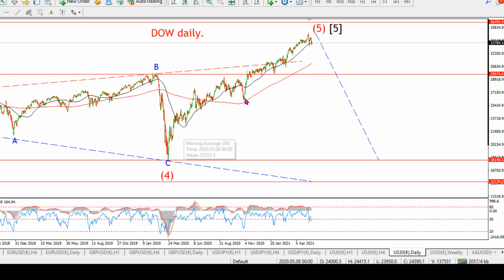You can see it dropped through the 50 and rebounded, dropped to the 50 twice, and then rebounded. So in terms of momentum, we don't really have a long-term momentum signal here until we get a solid breakdown through that 50.